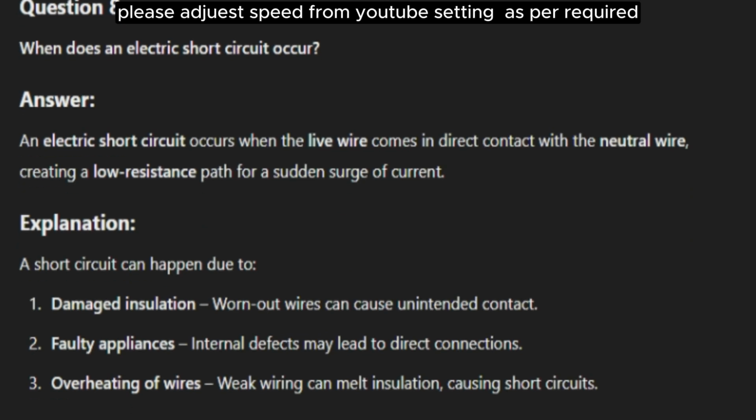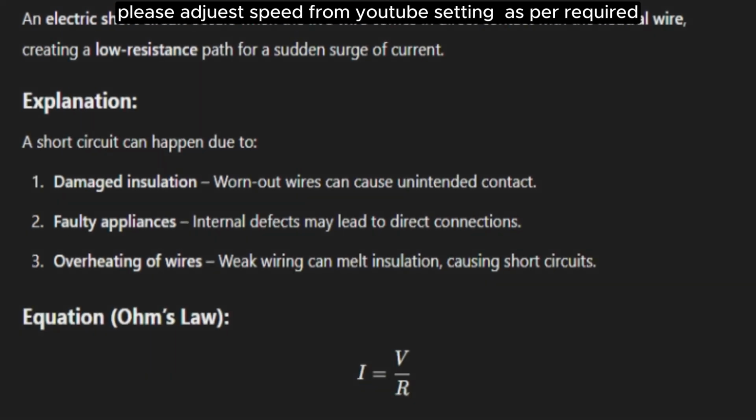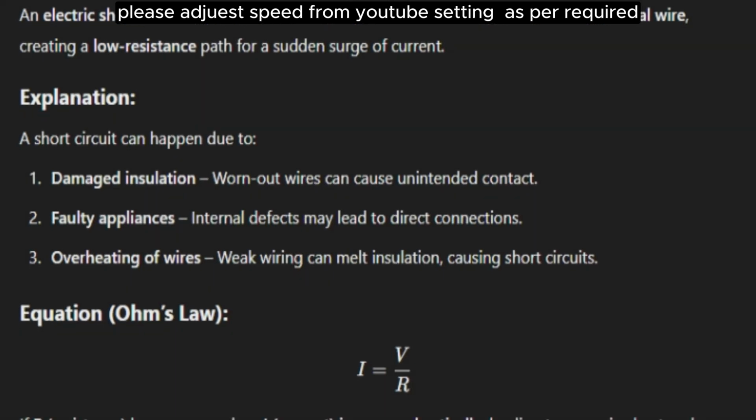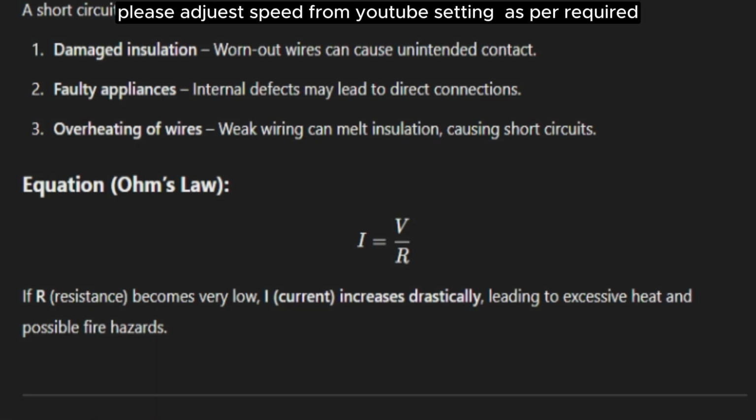Explanation. A short circuit can happen due to: 1. Damaged insulation. Worn out wires can cause unintended contact. 2. Faulty appliances. Internal defects may lead to direct connections. 3. Overheating of wires. Weak wiring can melt insulation, causing short circuits. Equation. Ohm's law, I equals V by R. If R, resistance, becomes very low, I, current, increases drastically, leading to excessive heat and possible fire hazards.